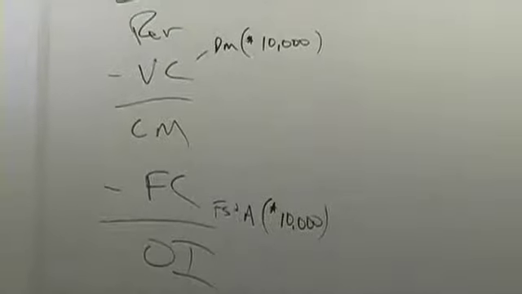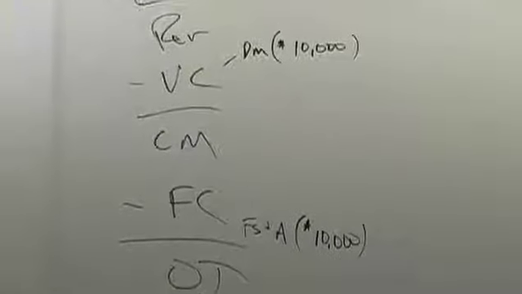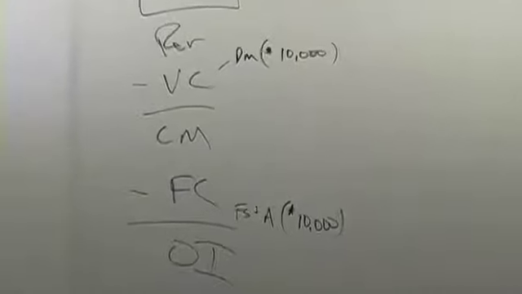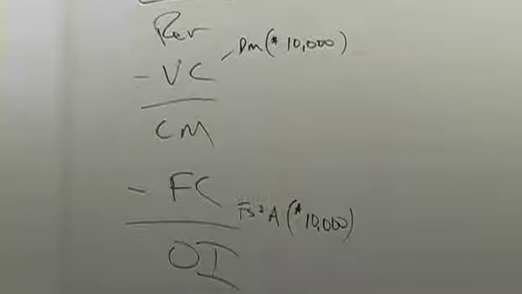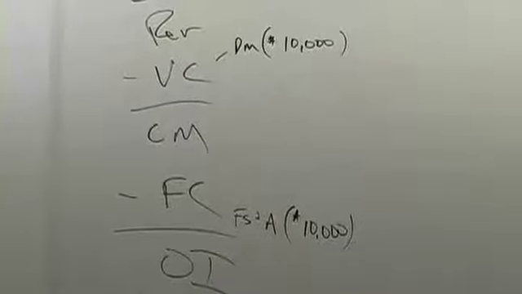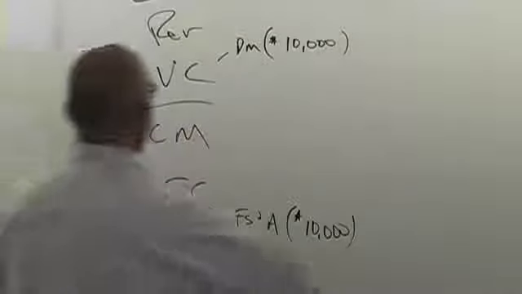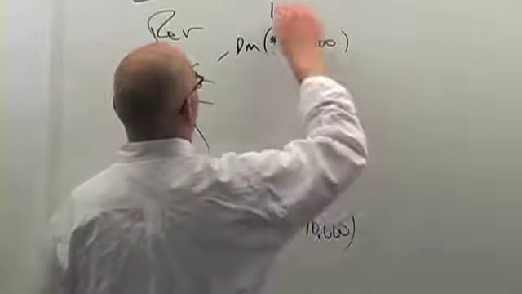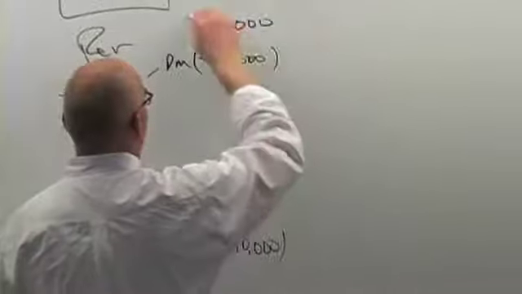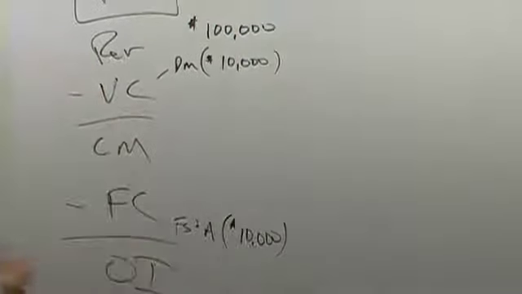Davis, you're on. Revenue? Yeah, absolutely. That would have been the first one I would have picked on. $100,000. How'd you calculate that? Selling price per unit times units sold. Okay. Beautiful.